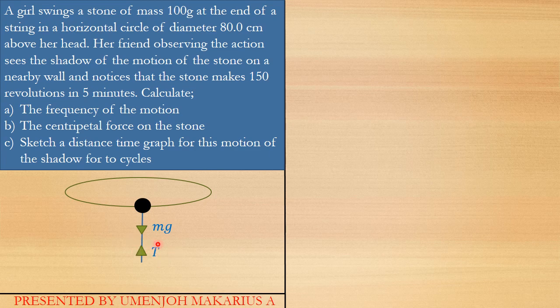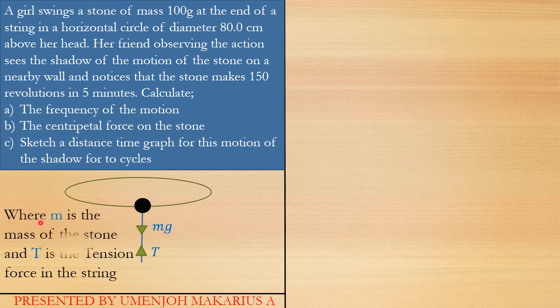Good. Great. So friends, as we've inserted our mg and our T, it is left for us now to define all these symbols, because I told you last time that in physics, formulas or symbols are irrelevant if we don't define them. So we must tell them that m is the mass of the stone and T is the tension force in the string. That's perfect. Once we've defined the symbols, now we are ready to use them.